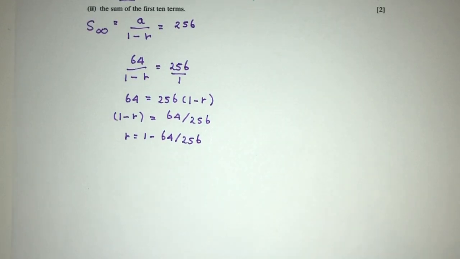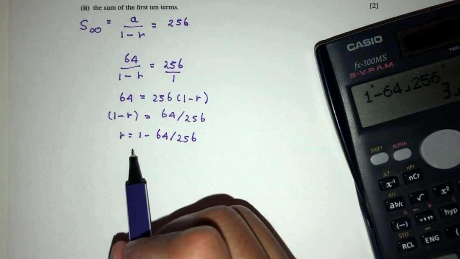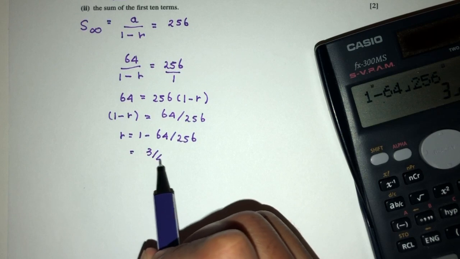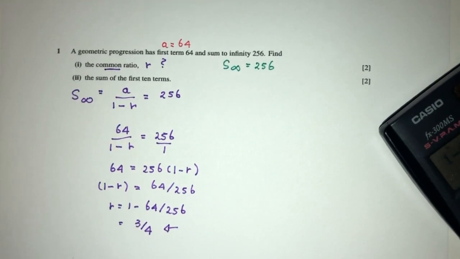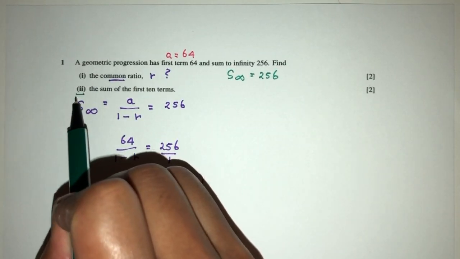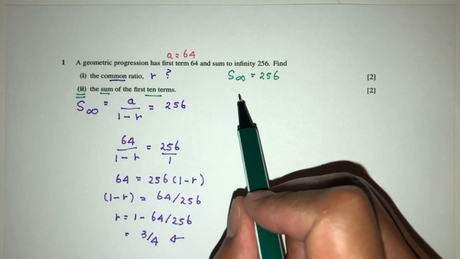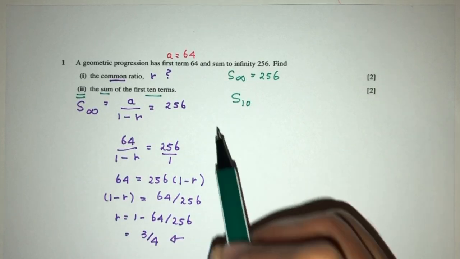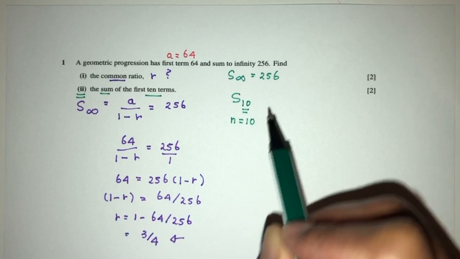So let's see what that gives you. That will be equal to 3 over 4. That is your value of r, and this is equal to the common ratio that we were trying to find in part 1. Okay, so now let's move on to part 2 of the question. We have to find the sum of the first 10 terms. So when n, the number of terms, is equal to 10, we have to find the sum.